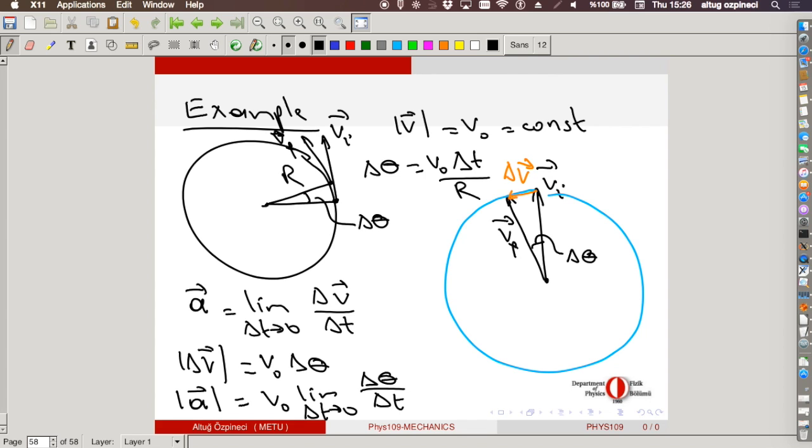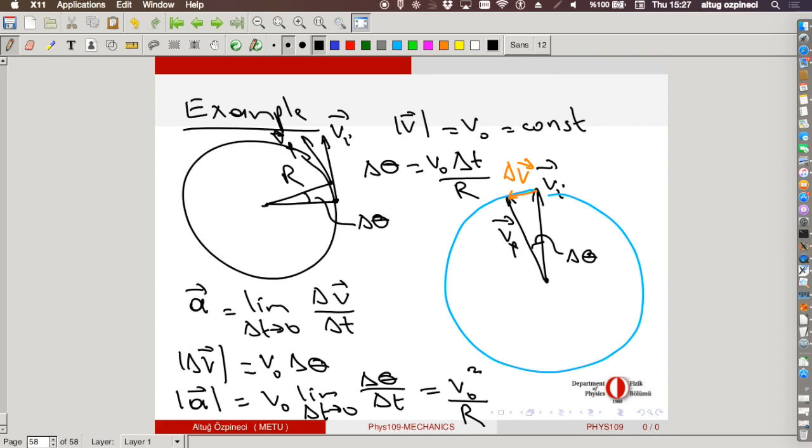So you see, delta theta over delta t is nothing but the speed over the radius. And it's constant, it doesn't change in time. It doesn't depend on this delta t anymore. So since it's just constant, we can just take this limit. So the magnitude of the acceleration is V0 times this ratio, V0 over R. We have one V0 over here, so it's already V0 squared over R. So we know the magnitude of the acceleration.